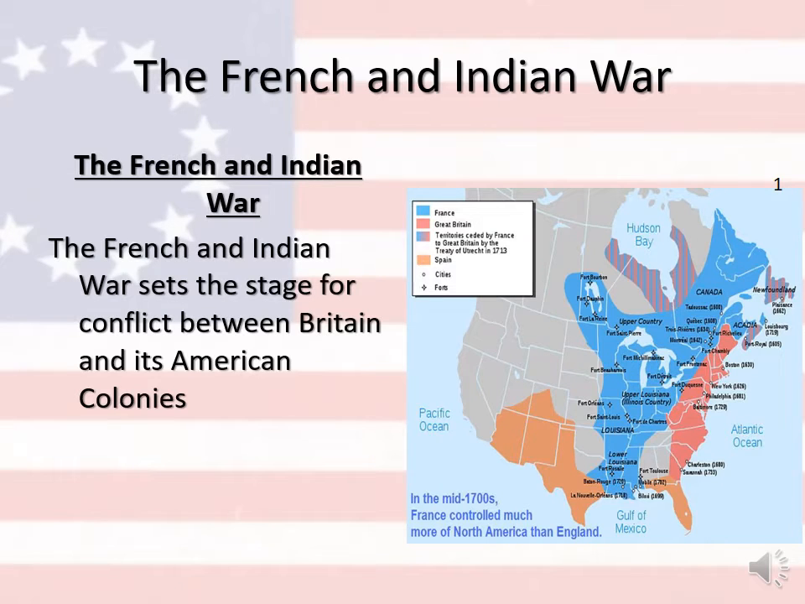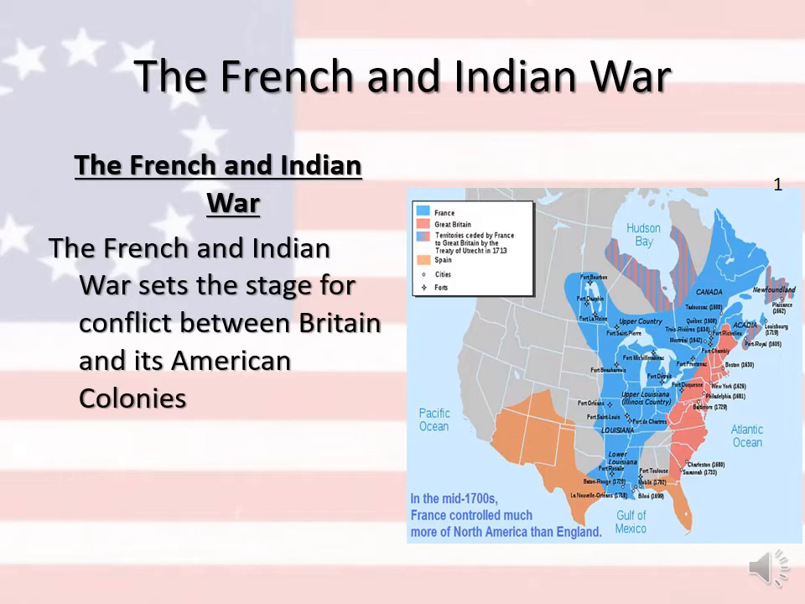All right, we're going to talk a little bit about the French and Indian War. The French and Indian War is also called the 7 Years' War. The French and Indian War will set the stage for conflict between Britain and its American colonies. So the name is a little misleading because the French and Indian War was really the French versus the British.